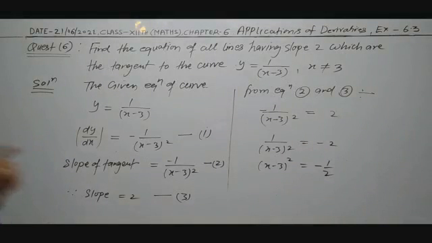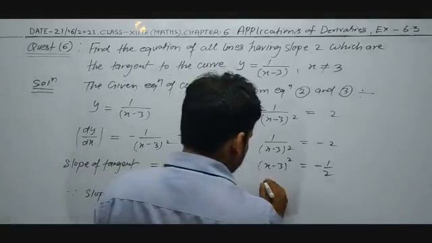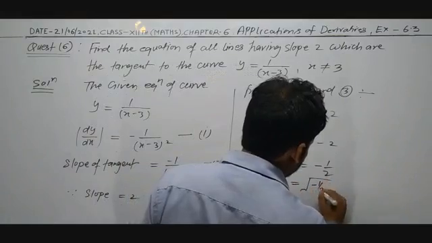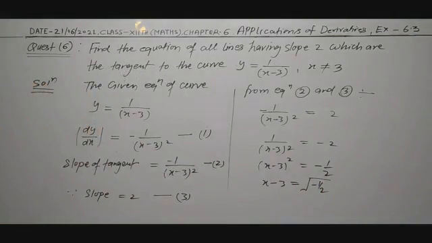So there are no values of x. You can find that its value will be imaginary. This goes in square root: x minus 3 is equal to square root of minus 1 upon 2. So this value is imaginary, it does not exist, you can say. So what you can write?